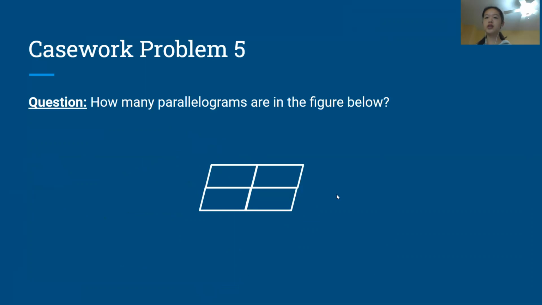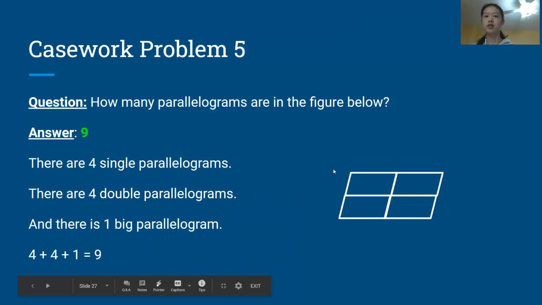And finally, this one is a little bit easier than the previous one. How many parallelograms are in this figure? Okay, here's the solution. So there are 4 single parallelograms. And what I mean is that there's one here, one here, one here, and one here.